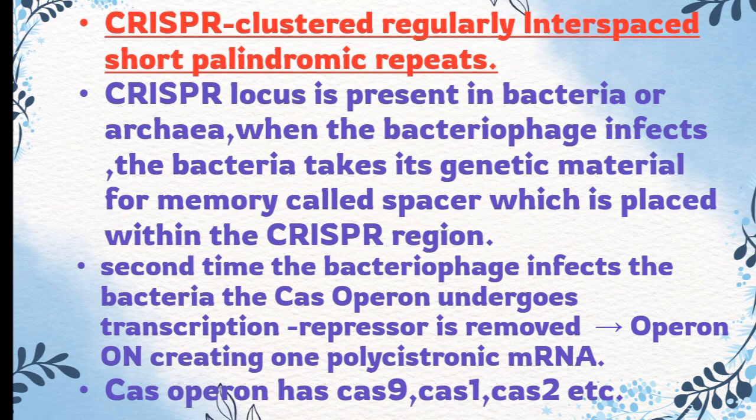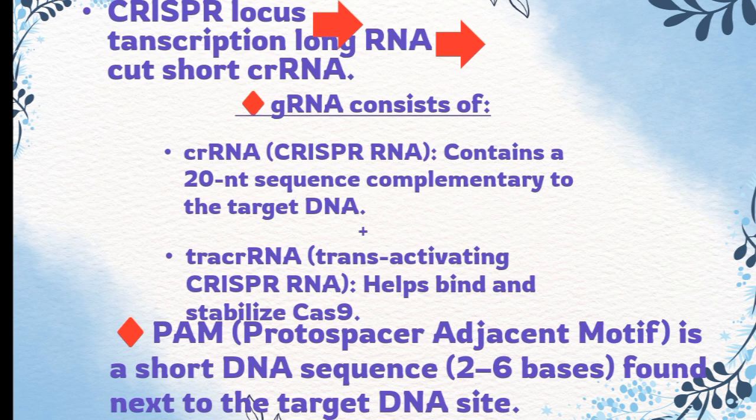Then the Cas operon has Cas9, Cas1, Cas2, etc. genes which create Cas9 proteins, etc. proteins also. This CRISPR locus undergoes transcription, creating a long, large single mRNA which leads to short, mature single CRISPR RNA. This short CRISPR RNA contains a single specific spacer of a specific bacteriophage.